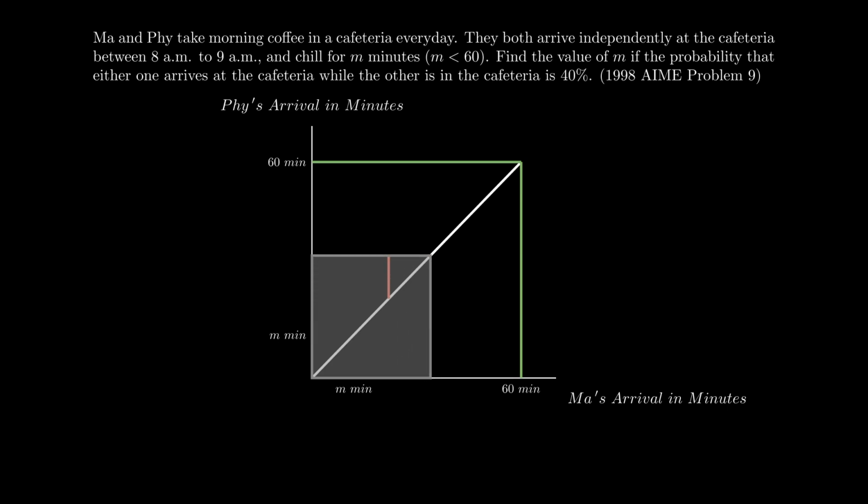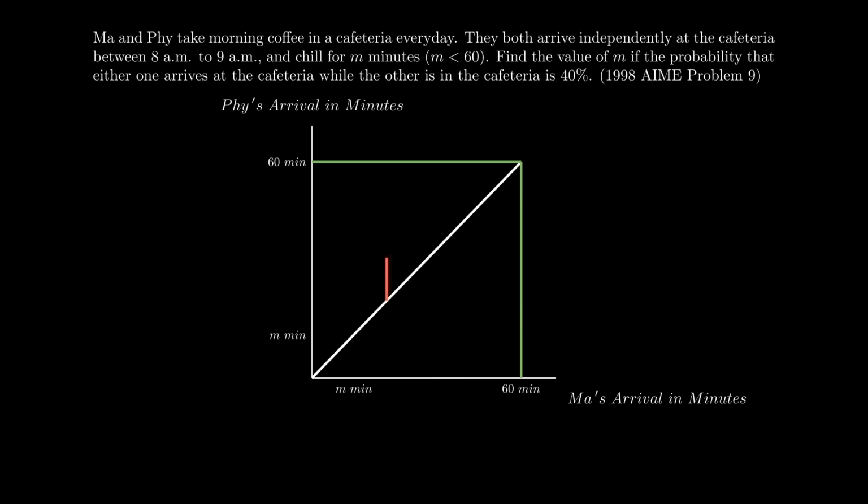Without loss of generality, if I draw a red line parallel to the y-axis from y equals x, the top end indicates the situation where Phi is entering while Ma is leaving the cafeteria. Points on the red segment are valid. However, any points located higher with the same x value are not valid. The same applies for all the other red segments.